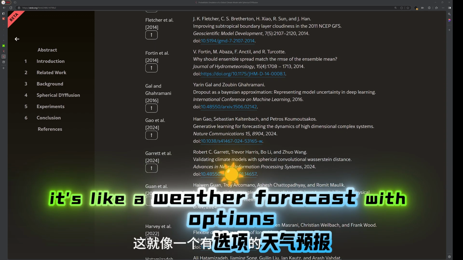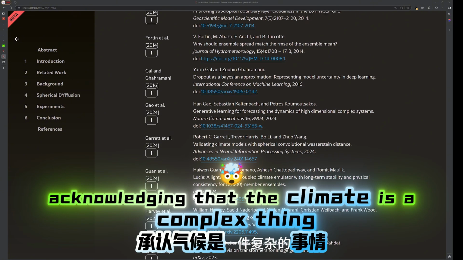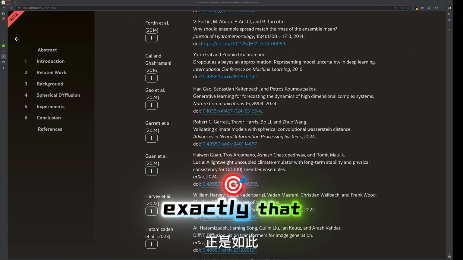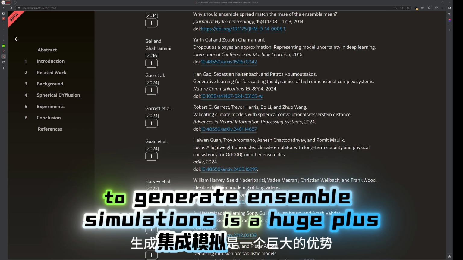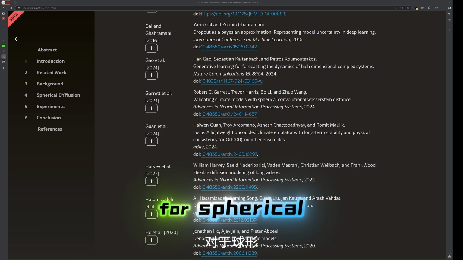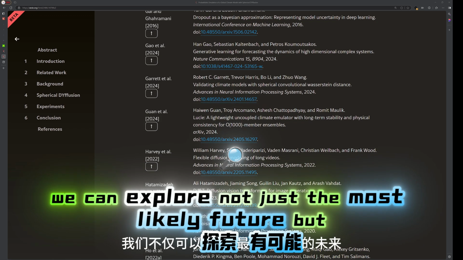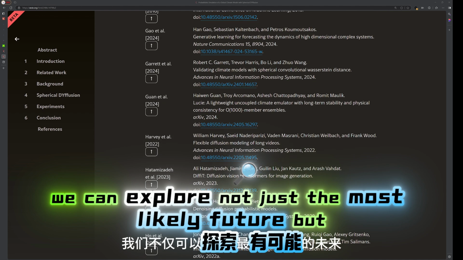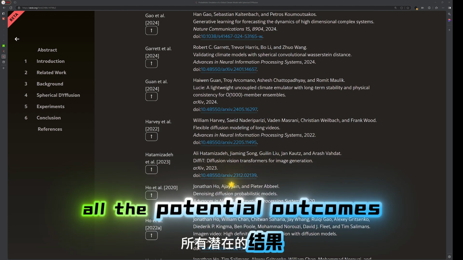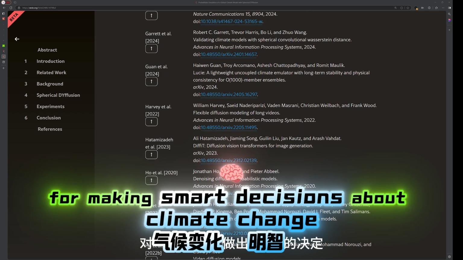It's like a weather forecast with options, acknowledging that the climate is a complex thing. Exactly. That ability to generate ensemble simulations is a huge plus for spherical DYffusion. We can explore not just the most likely future, but all the potential outcomes. That's key for making smart decisions about climate change.